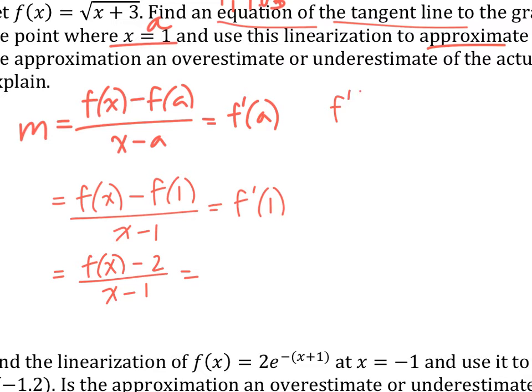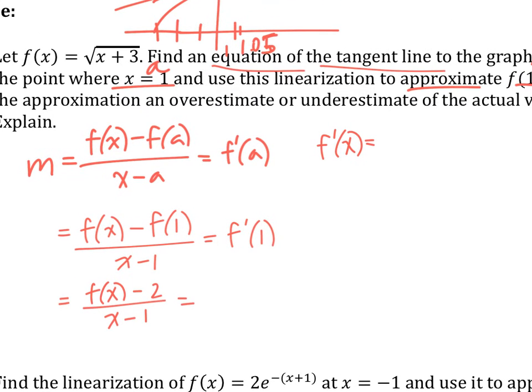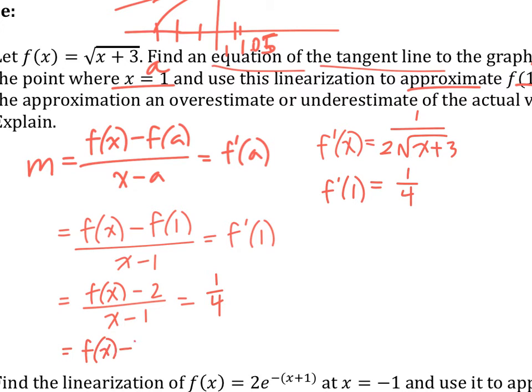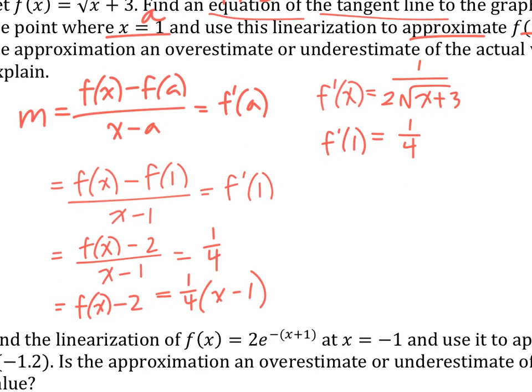Okay, f prime of 1, so we've got to find f prime of x. So the derivative of square root of x plus 3 is 1 over 2 square root of x plus 3. And then plug in 1, which is 1/4. Okay, now we're going to just solve for f of x to create that line. F of x minus 2 is equal to 1/4 times x minus 1. And then just add 2. Oh, I'm sorry. Okay, so this is the line.